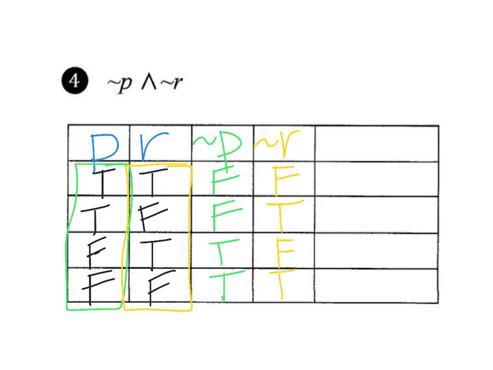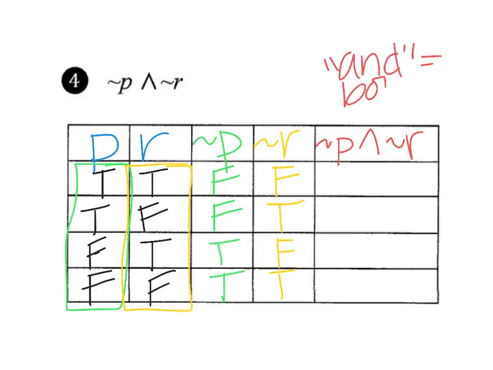Now we've got our columns for each statement involved, our column for each negation involved. Now our final column is going to be for our compound statement. So our compound statement is not P and not R. So, "and" means both need to be true for it to be true, all right? So we're looking at these two columns right here. We're looking at our not P and our not R. They both have to be true for it to be true.